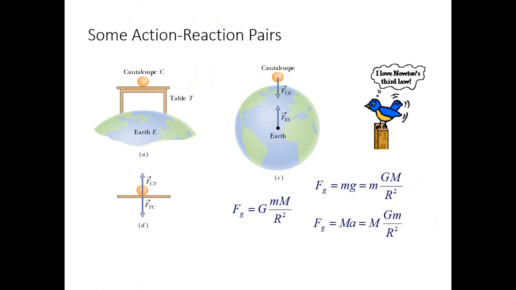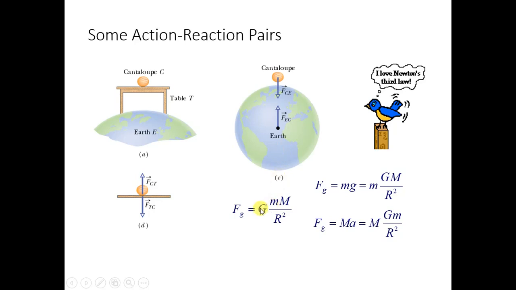Here there is a cantaloupe C, the table T, and this is the Earth E. The forces applied are F_CT and F_TC, the forces between the cantaloupe and the table, and also F_CE and F_EC, the forces between the cantaloupe and the Earth.